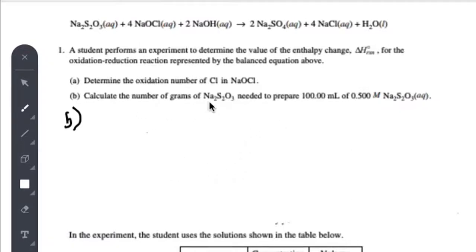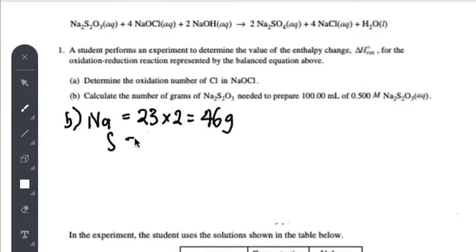So, calculate the number of grams of Na2S2O3 needed to prepare that solution. So what we do first is figure out the molar mass of that compound. So we have Na, which is 23. We have 2 of those, so we have to times it by 2. So we have 46 grams.